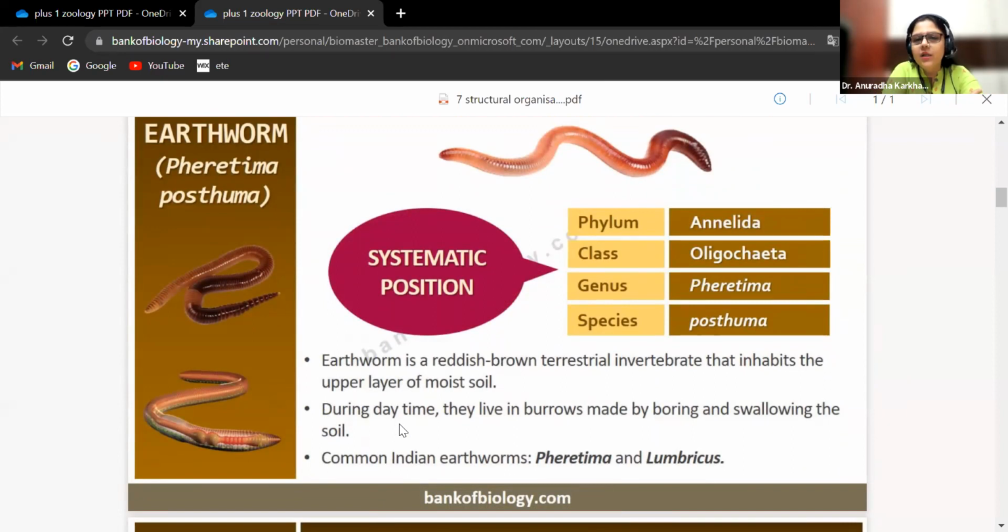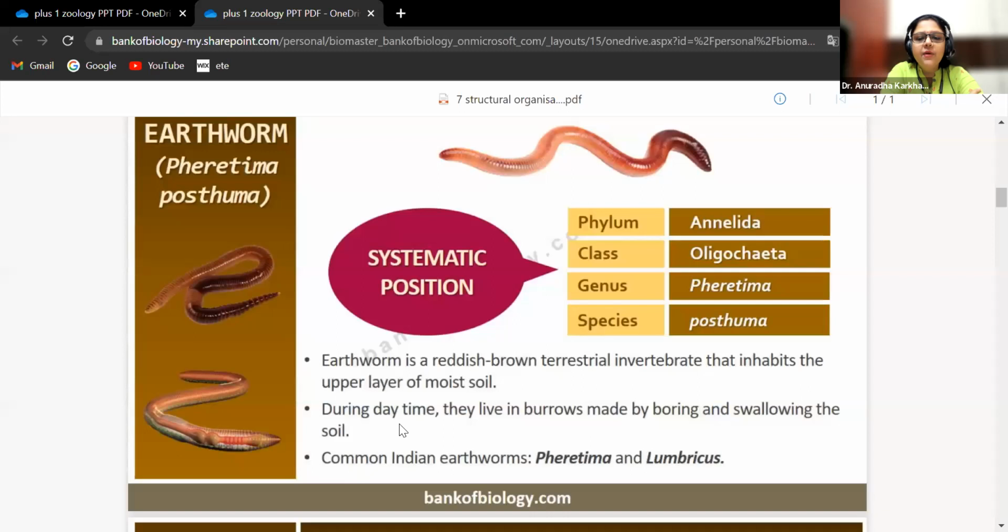So you know that there are different classes of annelids, of which Oligochaeta, some people use the word oligochaeta, is where earthworm belongs. Earthworm is a reddish brown terrestrial invertebrate that inhabits the upper layer of the moist soil. During the rainy seasons especially, you can see these creepy creatures coming into wet areas. They require moist places for growth.